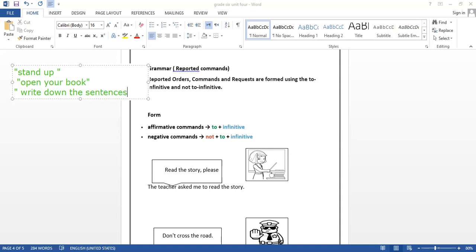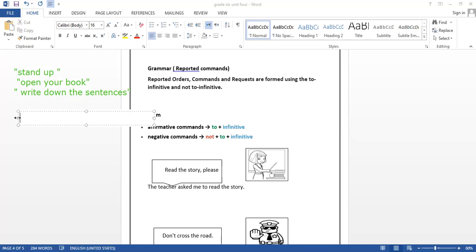So, any sentence that starts with a verb without a subject or pronoun is called an imperative sentence. Now we are going to report these sentences, so it's called a reported command. How can we report stand up, open your book, write down the sentences? Let's change it together.